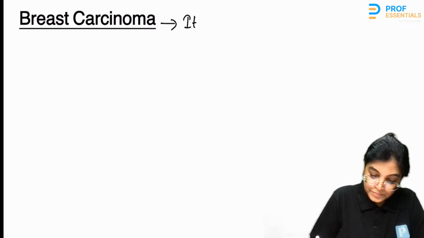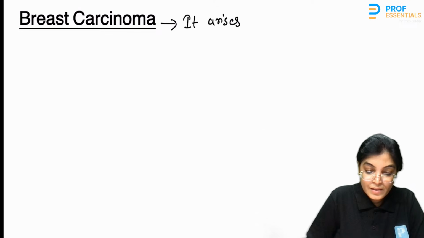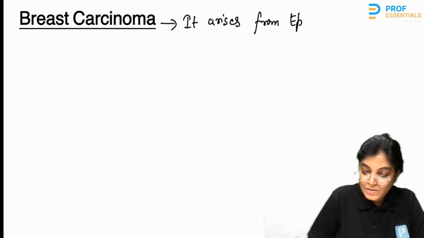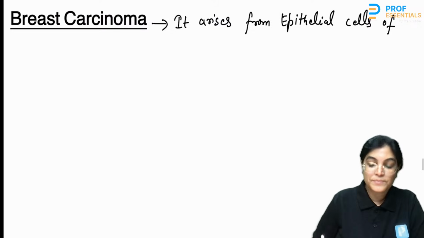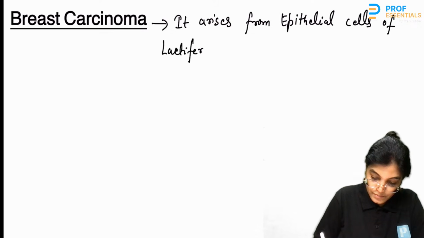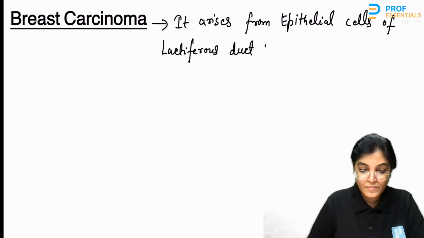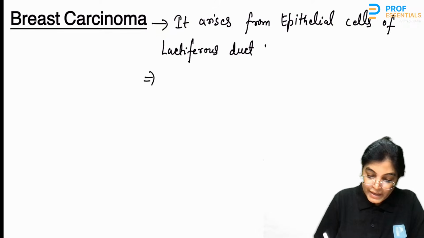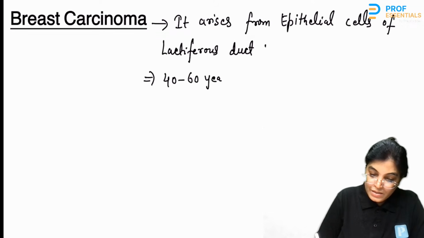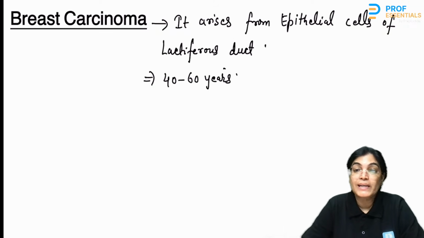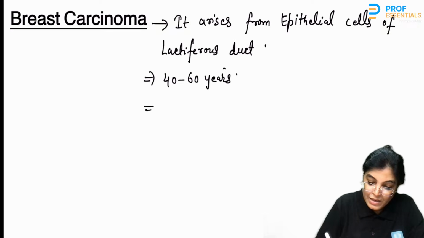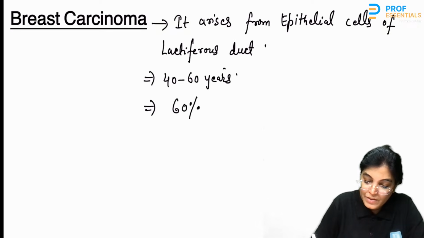It arises from epithelial cells of the lactiferous duct. The most commonly affected age group is 40 to 60 years, and in 60 to 70% of the cases the involvement is seen in the upper lateral quadrant of the breast.